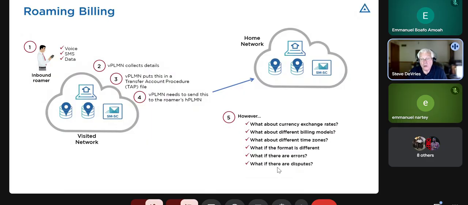However, like number 5 shows, what about the currency exchange rates? Sometimes exchange rates fluctuate hourly. So there could be a difference in exchange rates. Now, a minute here, a minute there is not bad, but when you start talking thousands of minutes, it could end up being a lot of money. How about different billing models? How about different time zones?